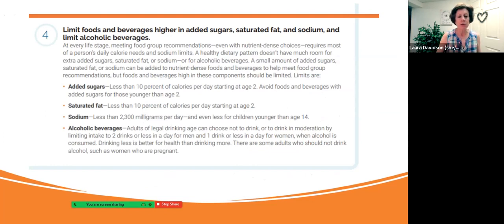Right now, I want to do a little bit of math with you because I think this will be helpful for you when you get to the exam. So let's look at what we've got here as far as numbers. Added sugars are supposed to be less than 10% of calories starting at age 2. Saturated fat, the same, less than 10% of calories. And sodium, less than 2,300 milligrams. And there we are with alcohol, 2 per day for men, 1 per day for women.